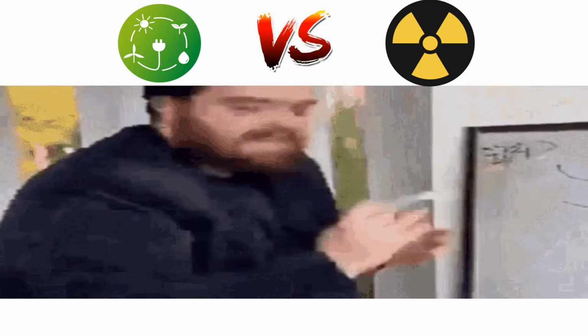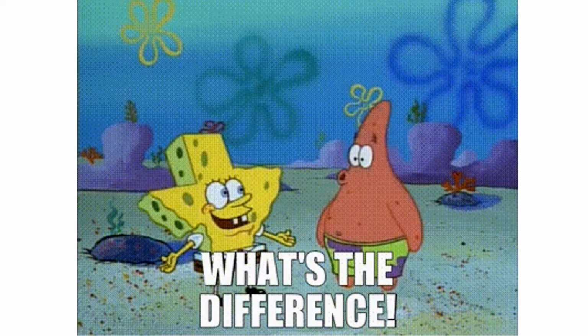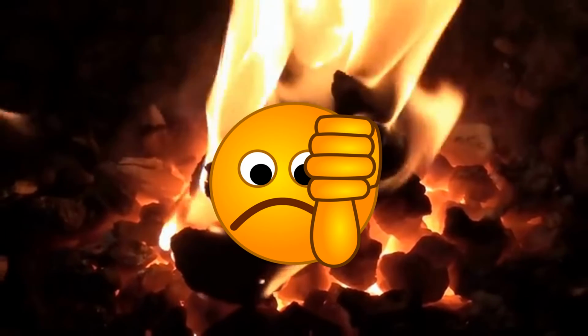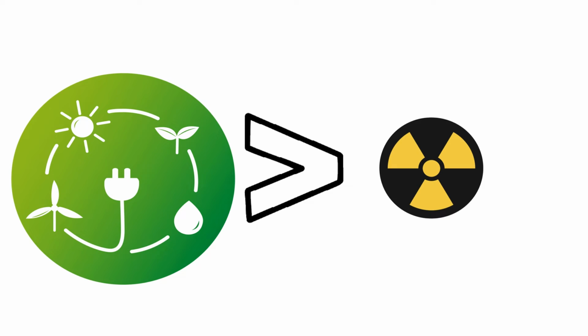Now I will explain renewable versus non-renewable. So what is the difference? Well, the difference between the two types of resources is that renewable resources can naturally replenish themselves, while non-renewable resources cannot. This means that non-renewable resources are limited in supply and cannot be used sustainably.